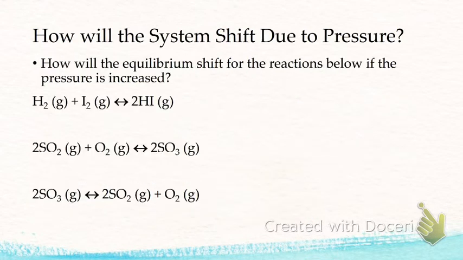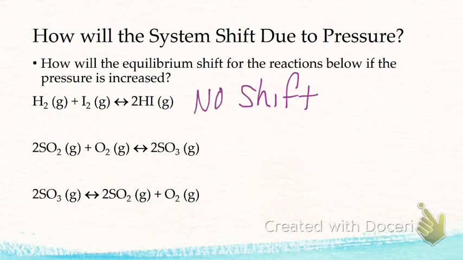Okay, so let's look at these and we're going to say whether they shift left, shift right, or no shift. Okay, so in this particular case, it's asking if I'm increasing the pressure on these 3 systems, what is going to happen to the equilibrium position? How will they change to reestablish equilibrium? So how will the first one change? It would be no shift, because there are equal numbers of moles on both sides of the equation.